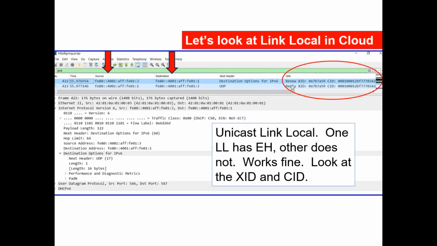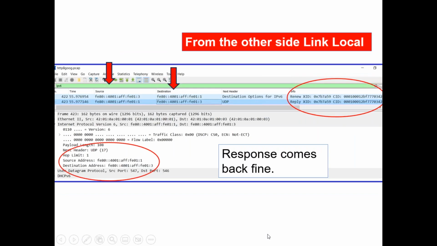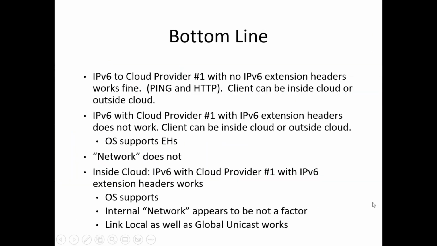And you can see here, it was a renew, and you can see the XID as well as the CID for DHCP are matching. And in this case, one side had a destination option extension header, and the other side did not. But it all seemed to work just fine. So we were real happy with that. And if you look on the other side, you can see that it works just fine from that end also.